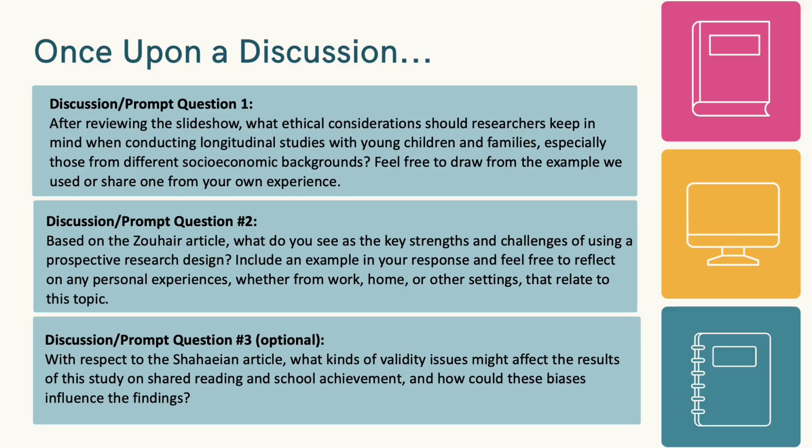And then finally, let's talk about bias. Using the Shahin article, this discussion is optional, but we'd love to hear your thoughts if you have time to join in. This study focused on shared reading and school outcomes over time. What kinds of validity issues might influence the results of this study on shared reading and achievement, and how could those biases influence the findings?